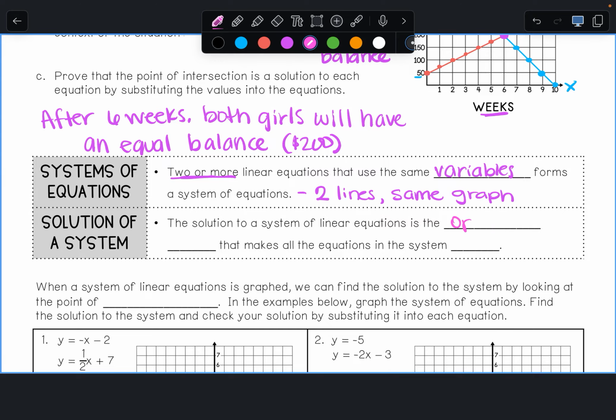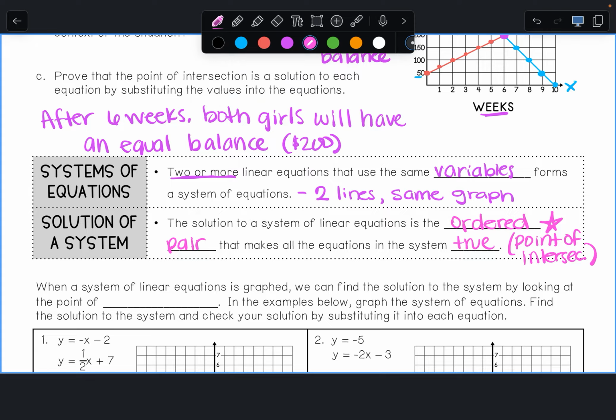When a system of linear equations is graphed, we can find the solution to the system by looking at the point of intersection. In the examples below, we're going to graph. It tells us to check our solution, but we're not going to do all that because I'm going to show you calculator tricks to find that anyway. So you don't need it today. You will eventually.